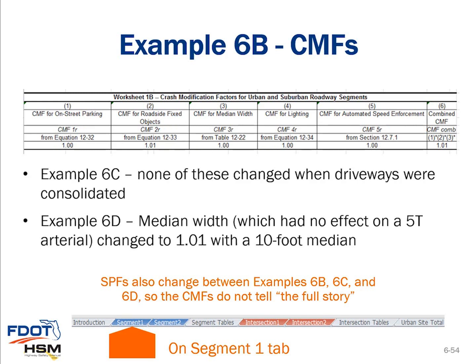But then when we get to example 6D, and we go to 4-lane divided, and we now have a median, we would have to go through and show that, and that would change the median because of a 10-foot wide median, and we would get a CMF there of 1.01.